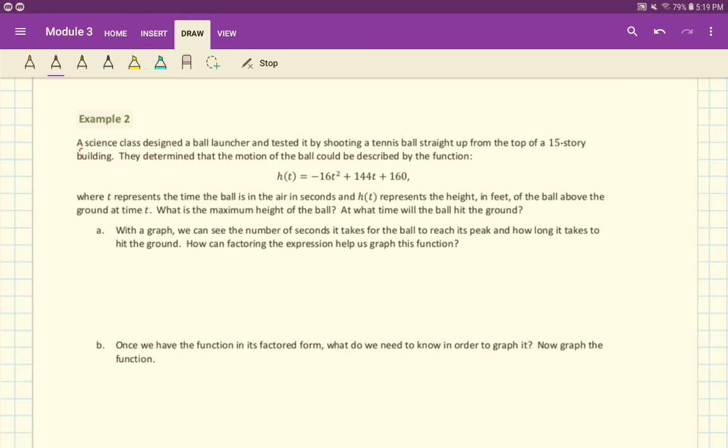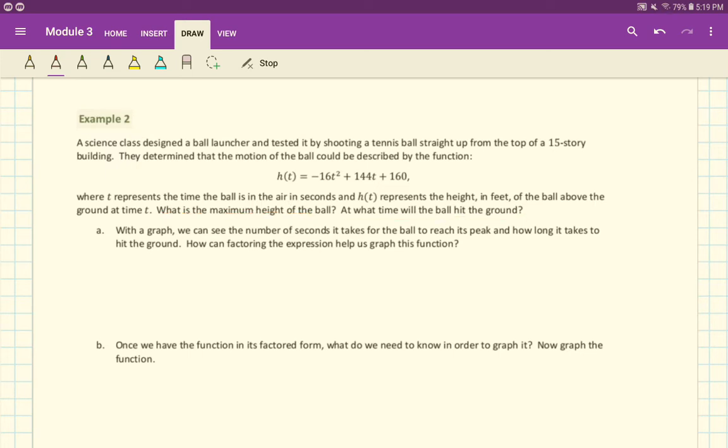A science class designed a ball launcher and tested it by shooting a tennis ball straight up from the top of a 15-story building. They determined that the motion of the ball could be described by the function h(t) = -16t² + 144t + 160, where t represents the time the ball is in the air in seconds, and h(t) represents the height in feet of the ball above the ground at time t. What's the maximum height of the ball? At what time will the ball hit the ground?